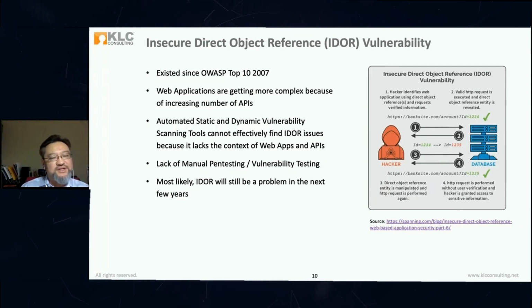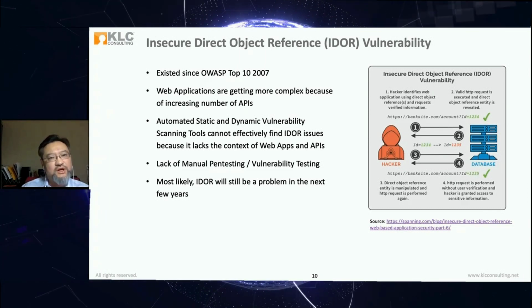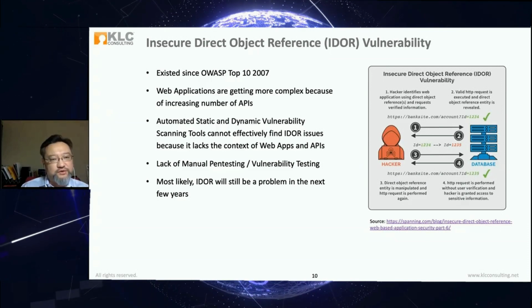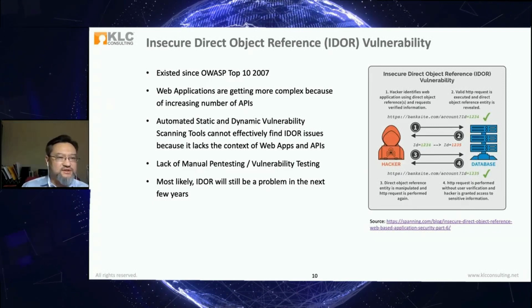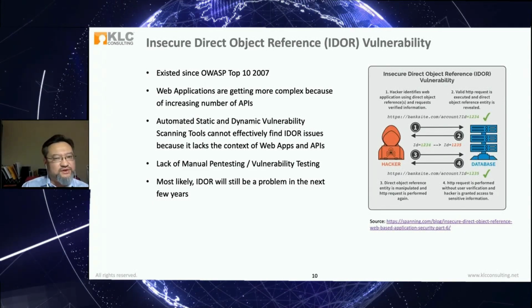Because a lot of companies skip this step. They go through the DevOps pipeline using some quick security checks, but they don't have the manual penetration testing or vulnerability assessment. So they don't pick up the IDOR vulnerabilities. That's why you're seeing more and more IDOR vulnerabilities out there, okay? And IDOR most likely is going to exist in the next few years.